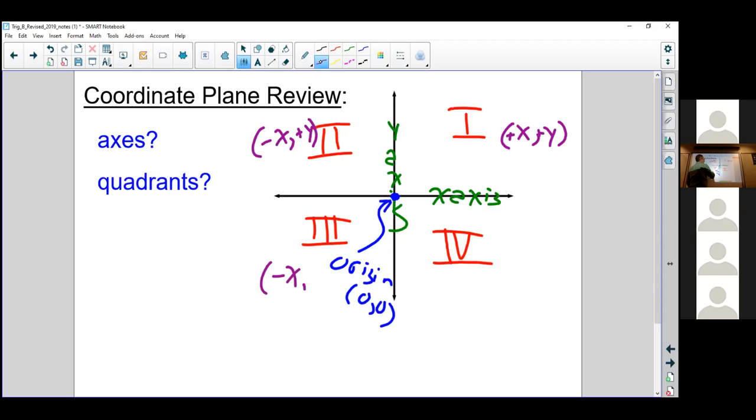Both x and y are negative in quadrant 3. And in quadrant 4, you have a positive x and a negative y. So that's kind of the foundation. If anything falls on the x-axis, obviously you have a 0 in the y position as a point. If anything falls on the y-axis, you have a 0 in the x part of the point. Okay, so let's move on.